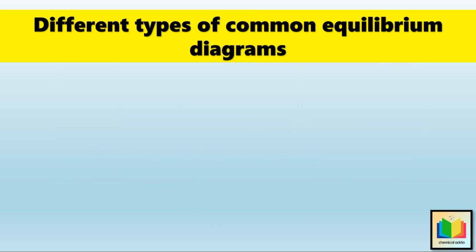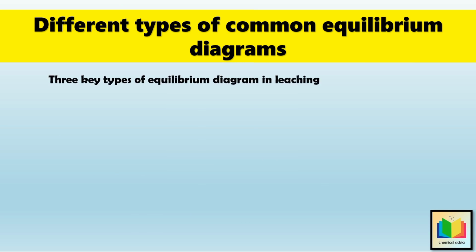In leaching operations, different common equilibrium diagrams are used to help us understand how solute distribution behaves at equilibrium between solid and liquid phases. So in this video, we explore three key types of equilibrium diagrams. The first type of equilibrium diagram is where solute C is infinitely soluble in solvent A. The condition for the first type is that solute C can dissolve in any amount in solvent A without reaching a saturation point.